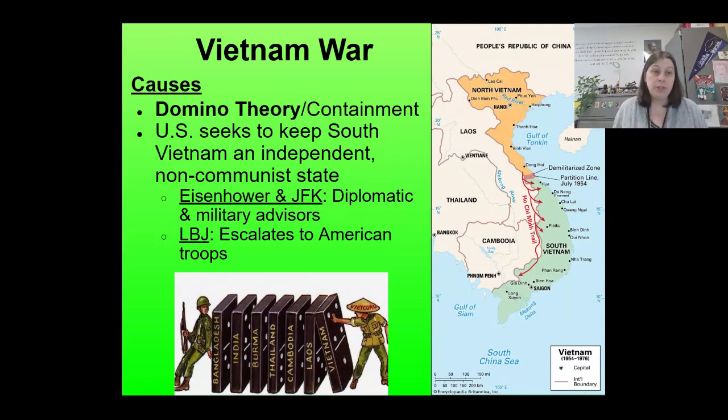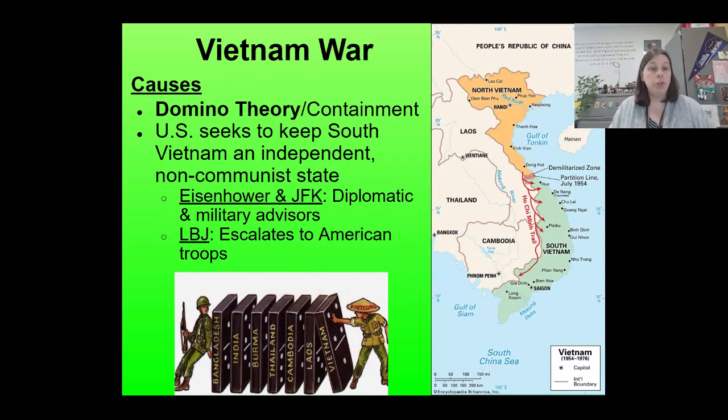The first U.S. presidency to be involved here is Eisenhower. In the 1950s, and then this continues through the Kennedy and Johnson administrations. Under Eisenhower and Kennedy, what we are doing is sending diplomatic and military advisors to prop up South Vietnam. We are doing a lot of investment in the country, sending American companies and things like that to build roads and think about infrastructure and all those types of things. So we're trying to make a partner, right, of South Vietnam.